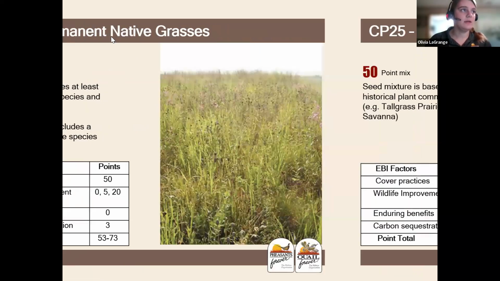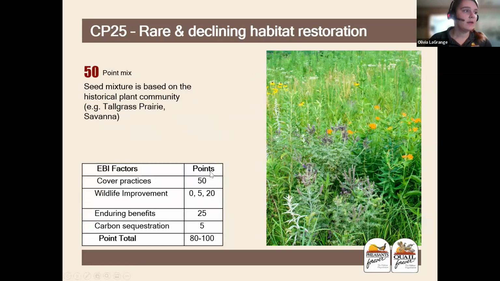And then another one is CP25, which is more of a tall grass historical community. It's more for like a remnant. If you have a site that you know historically had prairie or savanna or some kind of declining ecosystem, we would like to restore that. And so you'd get even more points, even a total up to 100 points for those kinds of planting practices.